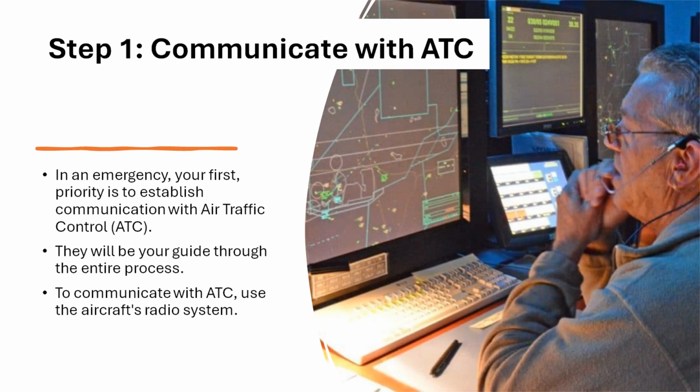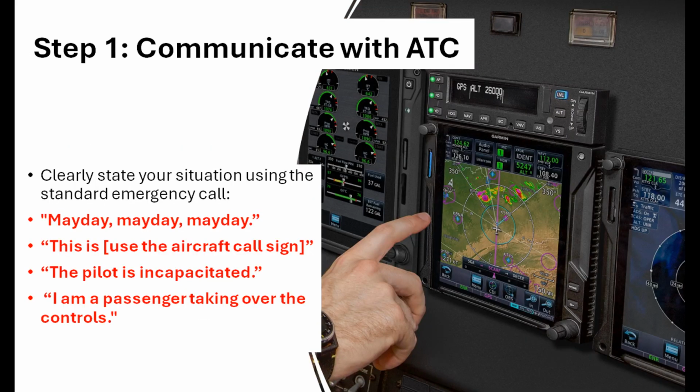Step 1. Communicate with ATC. In an emergency, your first priority is to establish communication with Air Traffic Control, ATC. They will be your guide through the entire process. To communicate with ATC, use the aircraft's radio system. Clearly state your situation using the standard emergency call, Mayday, Mayday, Mayday. This is, use the aircraft call sign. The pilot is incapacitated. I am a passenger taking over the controls.